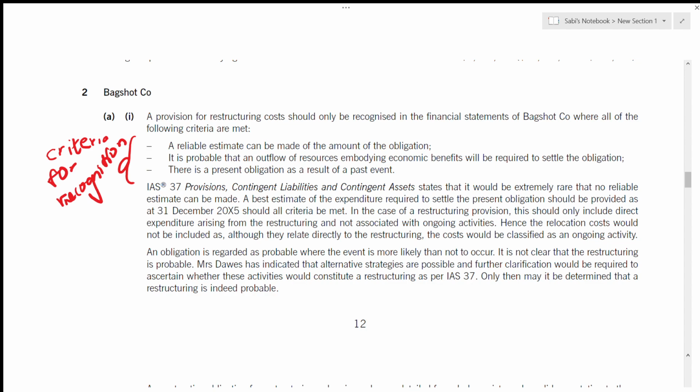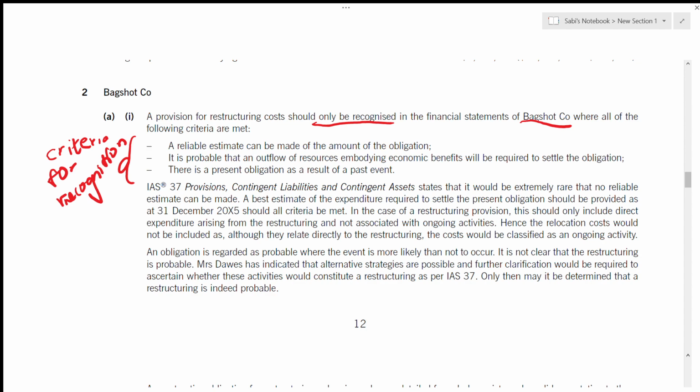A provision for restructuring cost should only be recognized, only, in the financial statements of, see, they didn't write it in general terms. They said a provision for restructuring cost should only be recognized in the financial statements of this company. Please mention the company, the company in the case study. It's essential that you do that.